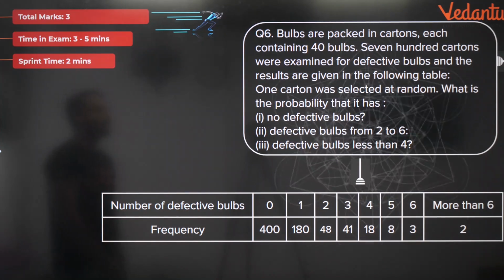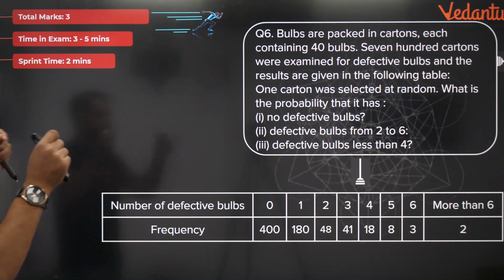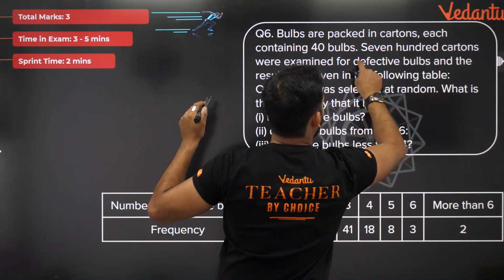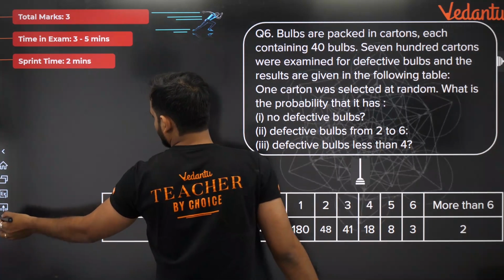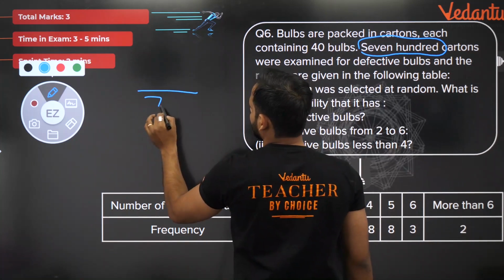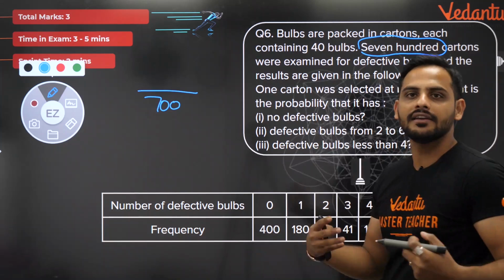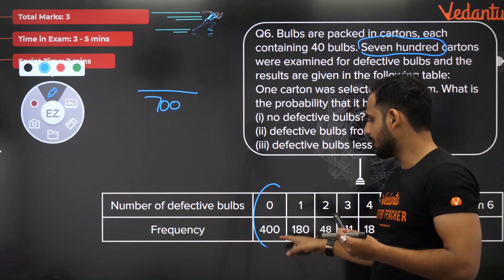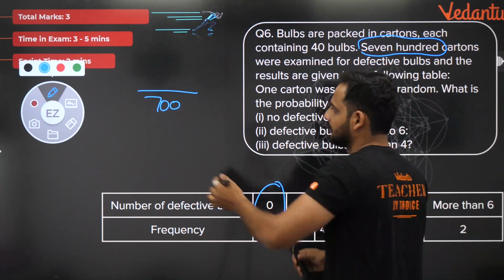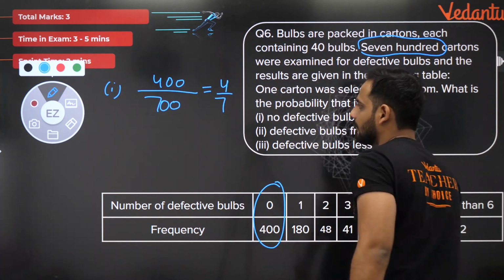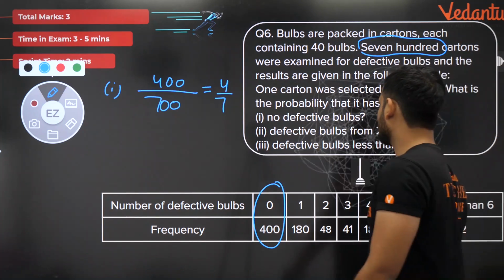First thing, we have selected one carton at random. What is the probability that there is no defective bulb? We have examined 700 cartons overall. So the total possibility is that out of 700 I can choose any one carton. But in that carton, the number of defective bulbs should be 0. No defective bulb means this part. Only 400 cartons have no defective bulbs. So divide by 700, it will be equal to 4 by 7. That is the first answer. Let's go for the second part.